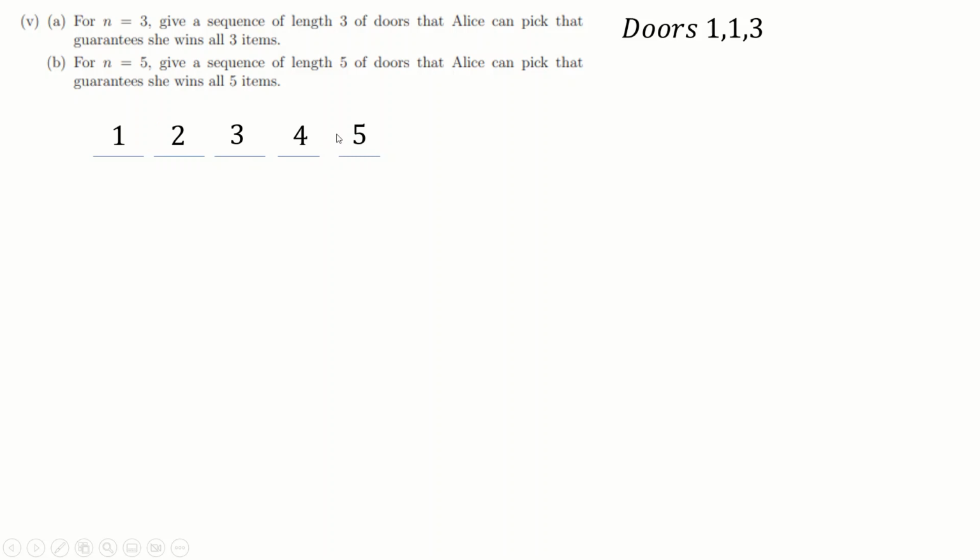Easy. With 5 doors, pick door number 1, then pick door number 1 again, because these two would have swapped and then swap back, you get 1 and 2. Pick door number 5, pick door number 5 again, because these two swap, you get both 2 items.